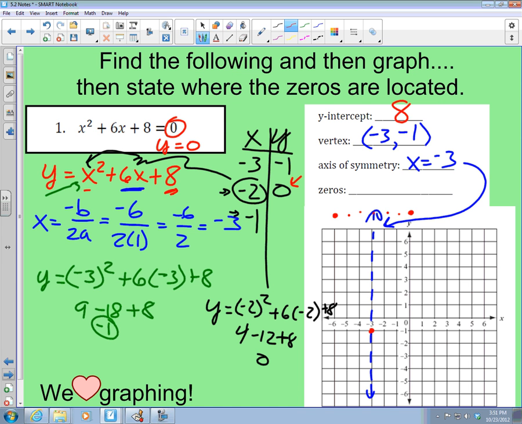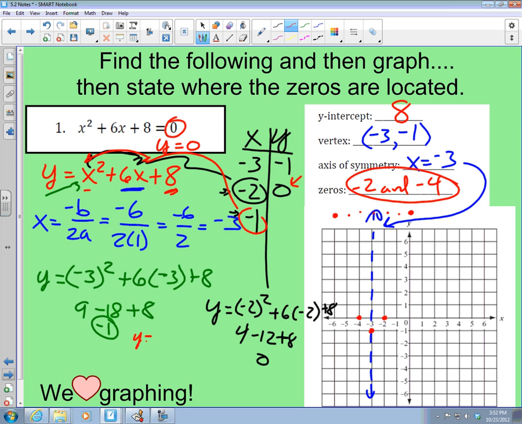Negative 2, 0. Now I have another point on the other side right here. So that's where my graph crosses the x-axis. So those are my zeros, negative 2 and negative 4. So we're basically done with the problem. I do want to put in negative 1 also, though, right here and right here.